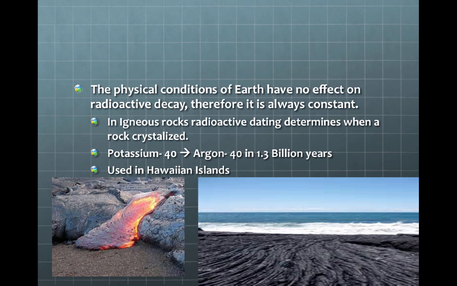So the primo example of where they use this is the Hawaiian Islands. Our lava here, after it hardens, contains a whole bunch of potassium-40. And over billions and billions of years, this potassium-40 will decay into argon-40, and we can take samples of this hardened igneous rock right here and date them to figure out how long ago this magma was flowing across the Hawaiian Islands.